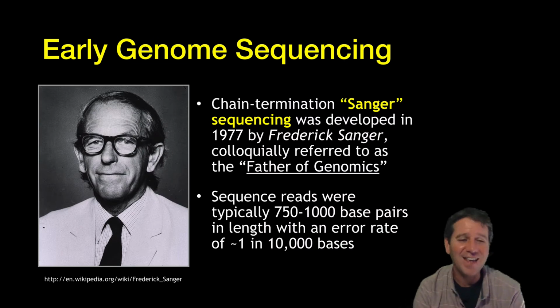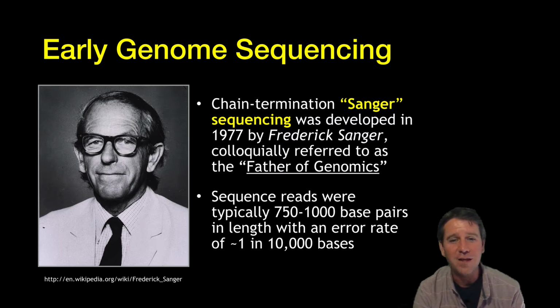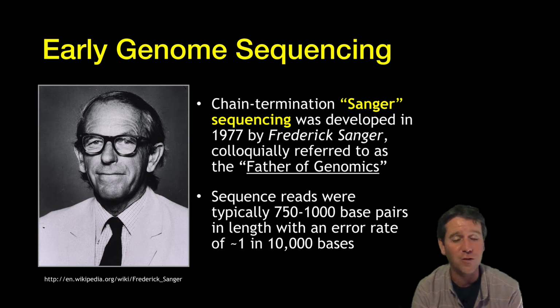Now, just like every talk on introductory sequencing or genomics, you must have a slide on the father of this field, Fred Sanger. He's, of course, considered the father of genomics. He was the originator of Sanger sequencing, or chain termination sequencing, back in the late 1970s, for which he was awarded the second of his 2 Nobel Prizes. The first one was for protein sequencing, of course, before this one.